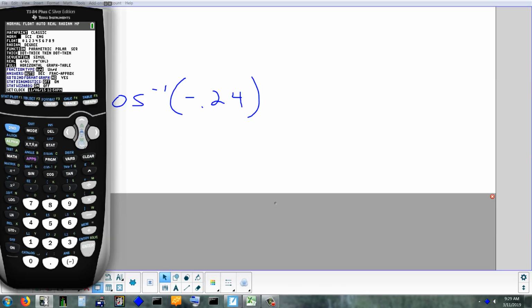I'm going to do it in degrees. And what do I already know? The calculator is going to give me an answer between what and what? 0 and 180. It's going to give me an answer between 0 and 180. 103.87.